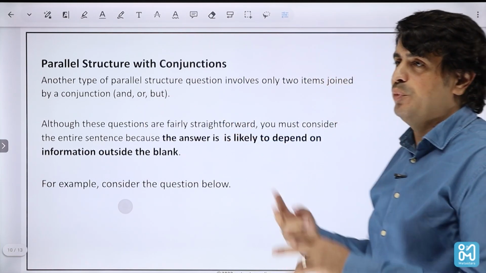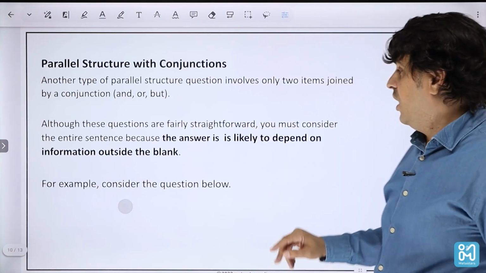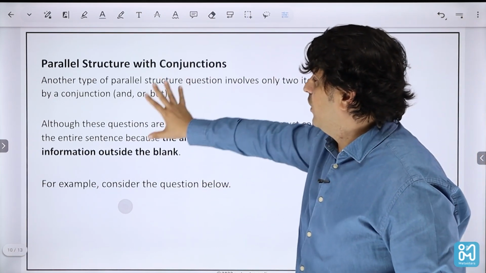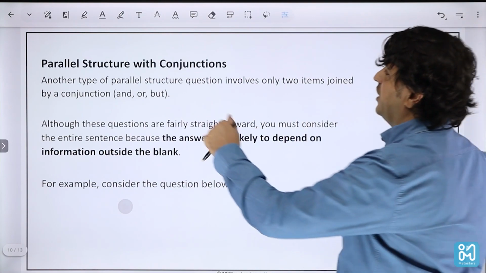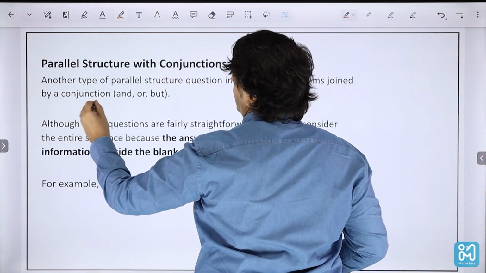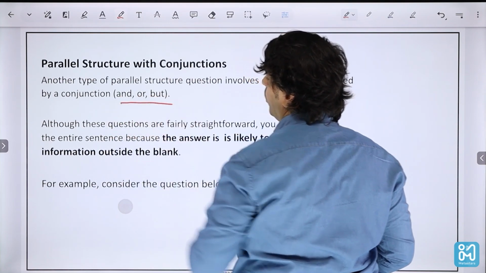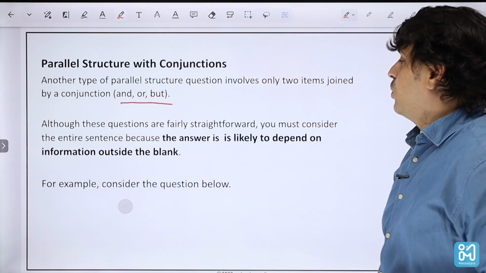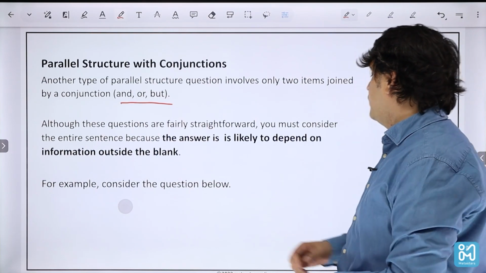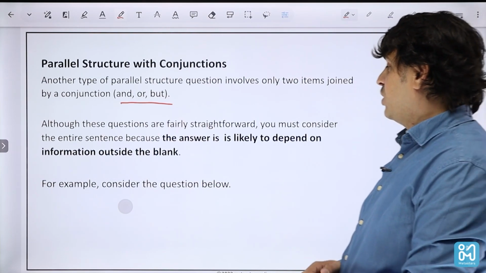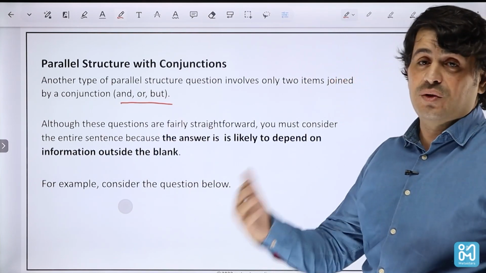What if I have, for example, only two items here? Let's say, for example, here we have another definitions. For sure, this reminds of what? This one reminds of and, or, but. Although these questions are fairly straightforward, you must consider the entire sentence because the answer is likely to depend on the information outside the blank.